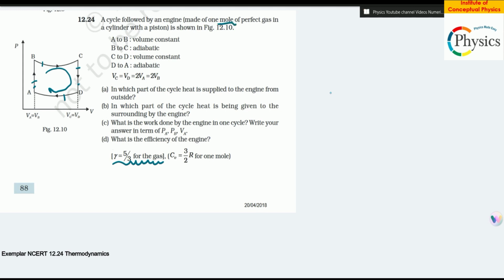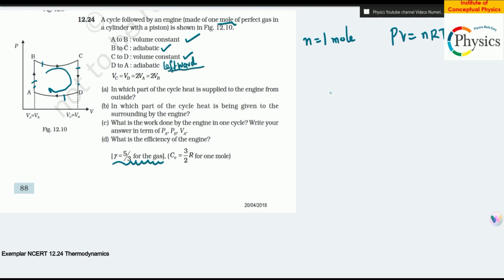You are given 1 mole of gas, so n is equal to 1 mole, okay? I hope you know PV is equal to nRT, right? And then what is given to you is that A to B is a constant volume process, noted. B to C, we will apply adiabatic equations. C to D, we will apply again constant volume. And D to A is adiabatic, but you can see it's an adiabatic compression because the motion is leftward.